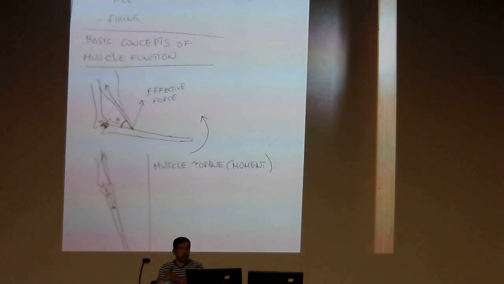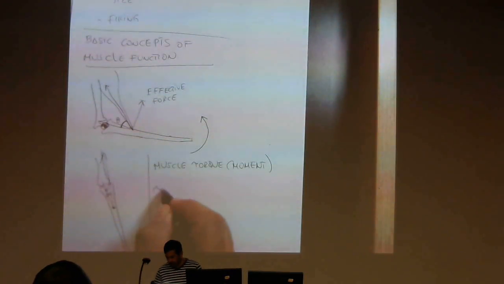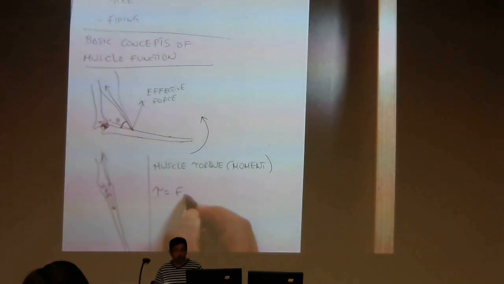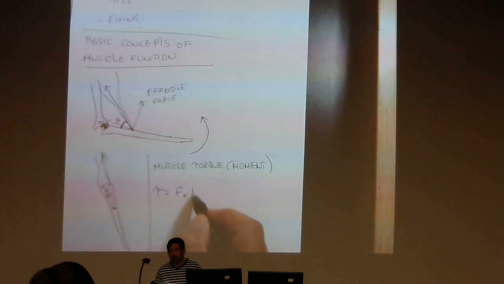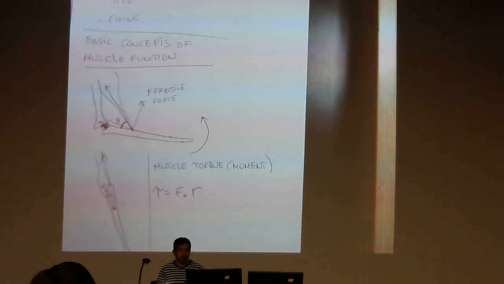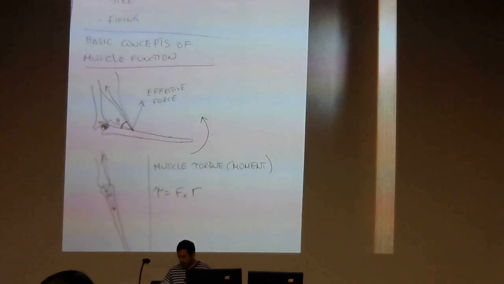How do we calculate torque or moment? Force times perpendicular distance. Yes, torque or moment is equal to the force times the moment arm, or the perpendicular distance between the force line of action and the fulcrum. Does that still make sense to you?